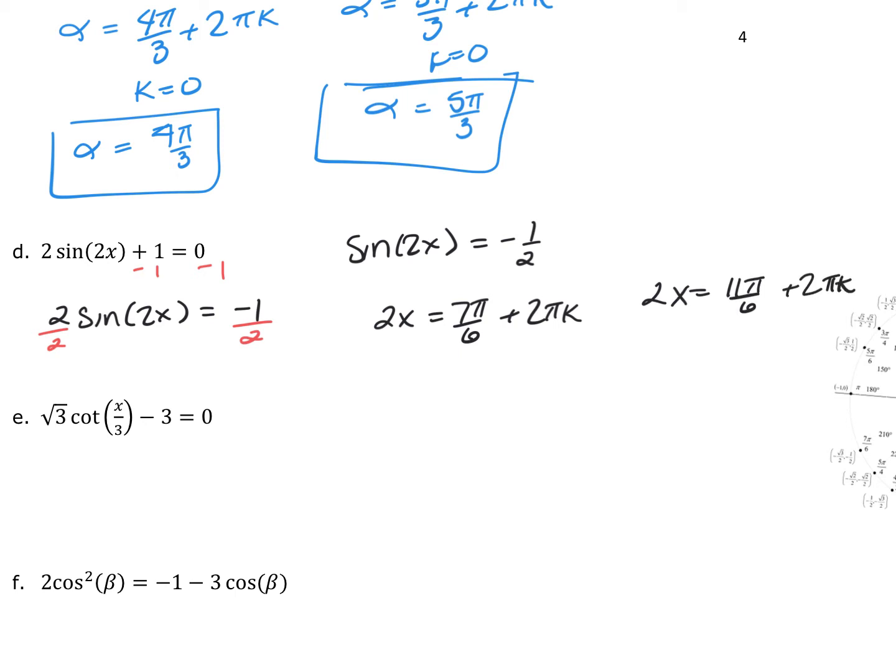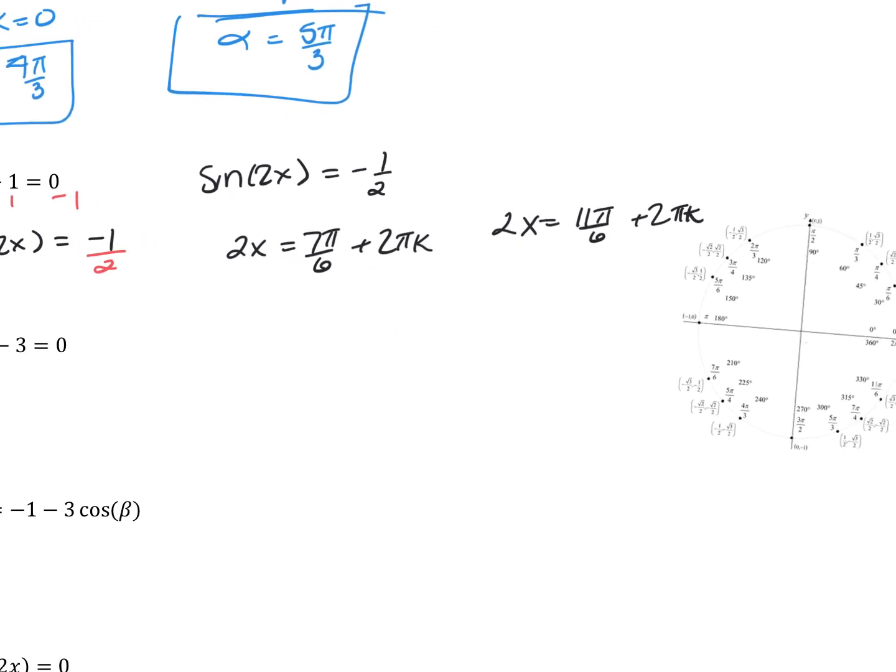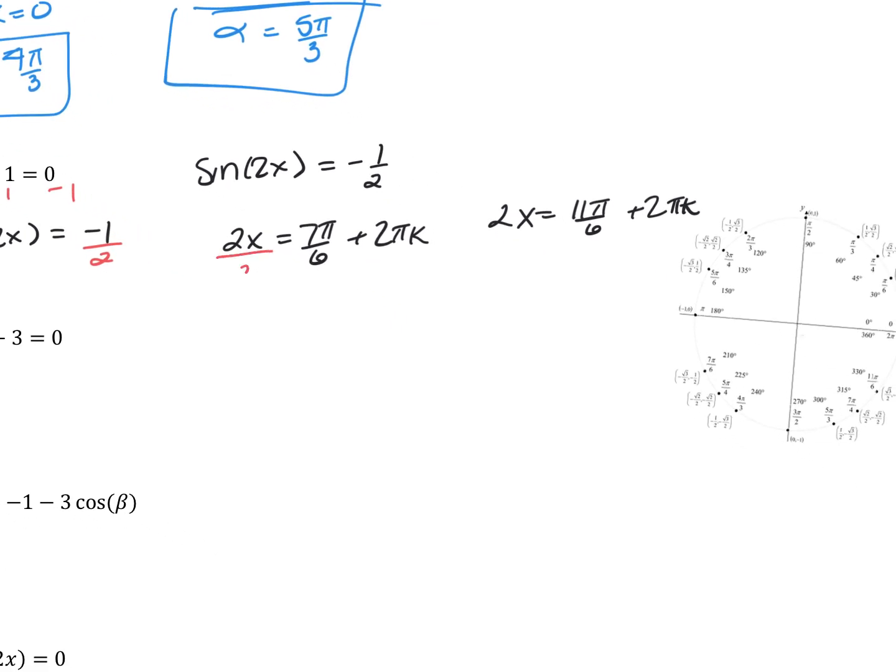Unlike my previous example when I had a singular angle and it only worked when k was equal to 0, that's not going to hold true here. So I need to divide everything by 2, which is the same thing as multiplying by 1/2. So I get x is equal to 7 pi over 12 plus pi k. And x is equal to 11 pi over 12 plus pi k.